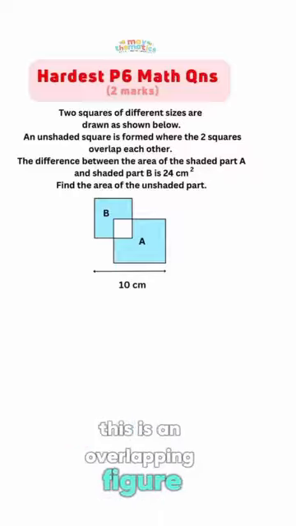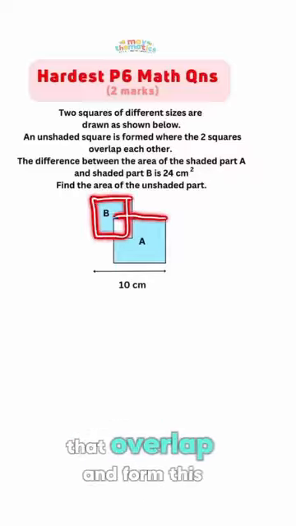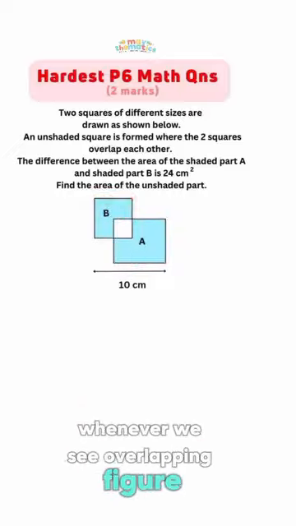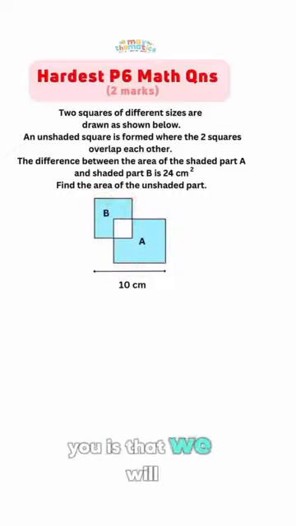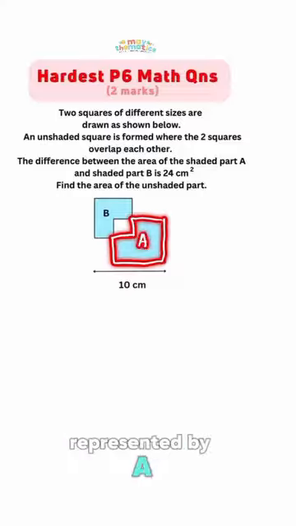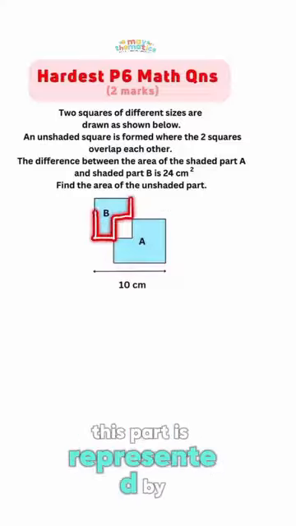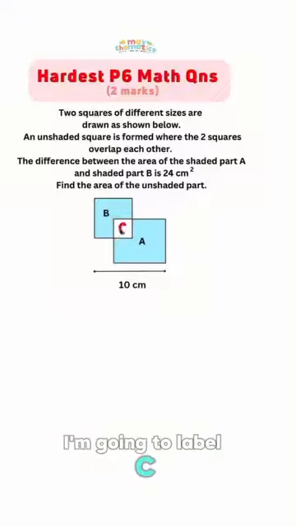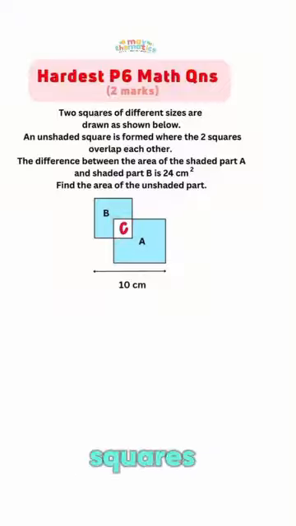Overlapping figure, because we have two squares that overlap and form this part. Whenever we see an overlapping figure, a tip for all of you is that we will label alphabets for different parts. For instance, this part is represented by A, this part is represented by B, and for this part, I am going to label C.